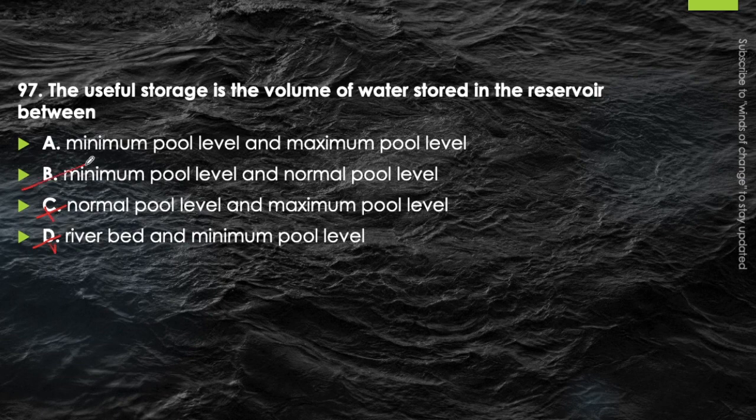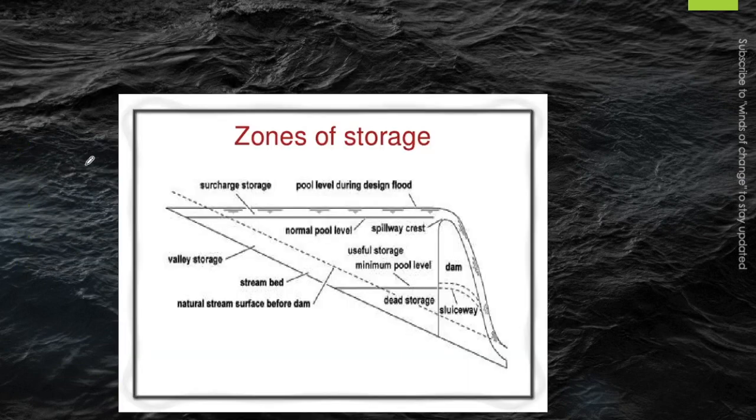Okay, this is the difference between minimum pool level and normal pool level, that is option B will be the correct answer. This is the normal pool level and this is the minimum pool level. So this much will be the useful storage. In between these two will be the useful storage, and surcharge storage will be from the normal pool level to the maximum HFL, or dead storage between the minimum pool level and stream bed.